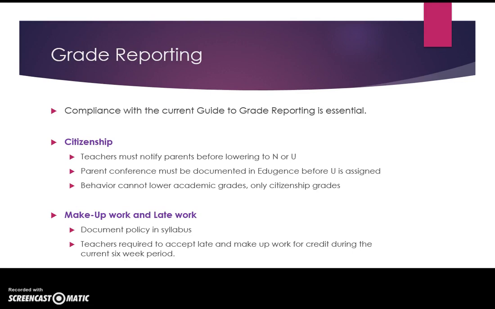The next section is in regard to grade reporting. We do think it is very important, as with all other documents and policy, that you are very, very familiar with the guide to grade reporting. Anytime you plan to lower a citizenship grade to an N or a U, the parent must be notified and it must be documented in Exigence. You may not lower academic grades because of behavior. You may only lower citizenship grades.